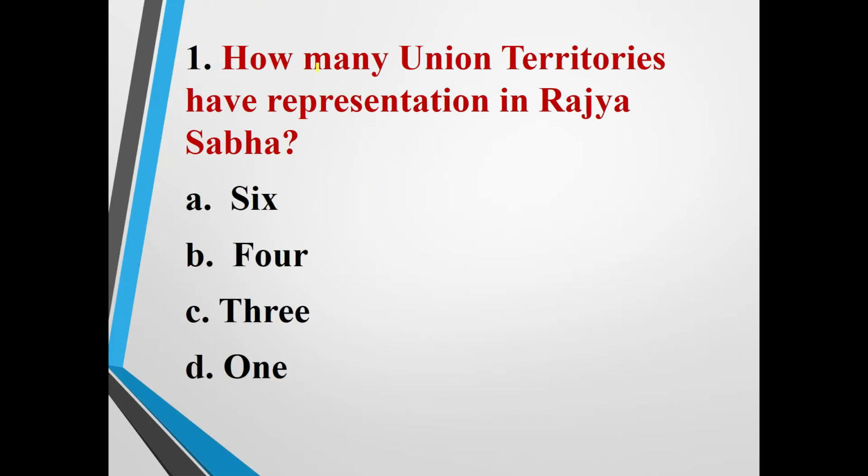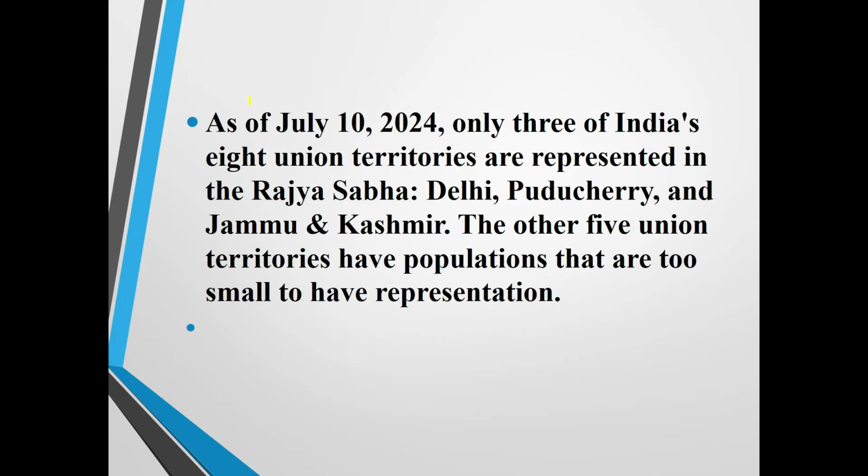First question, how many union territories have representation in Rajya Sabha? Options: A 6, B 4, C 3, D 1. Answer is option C, 3. As of July 10, 2024, only 3 of India's union territories are represented in the Rajya Sabha. They are Delhi, Puducherry and Jammu and Kashmir. The other 5 union territories have populations that are too small to have representation.